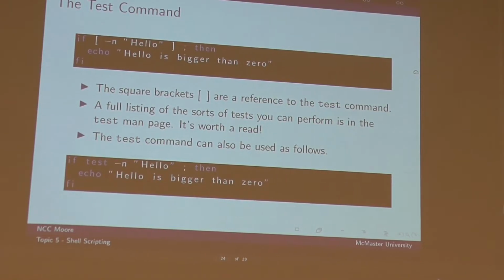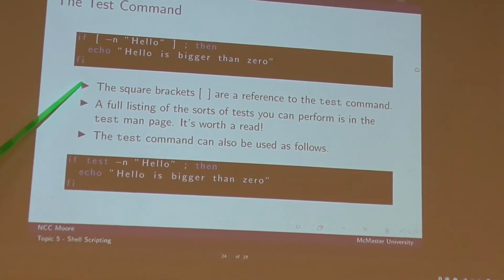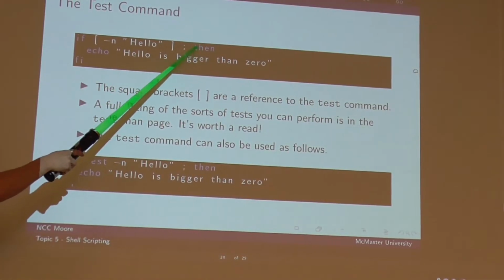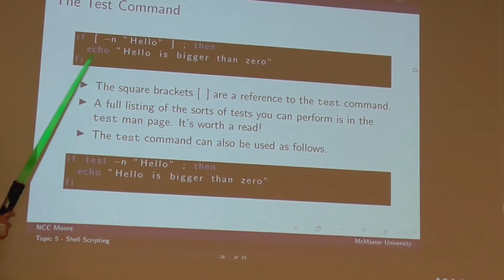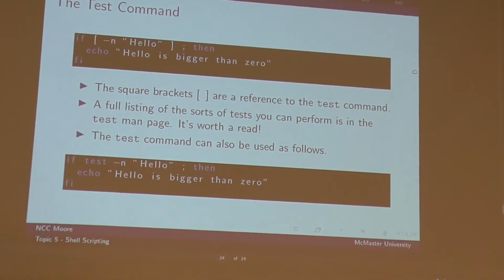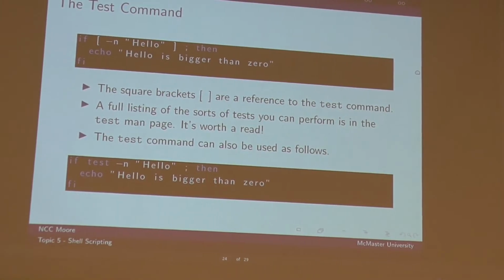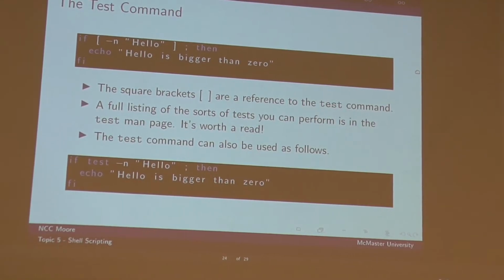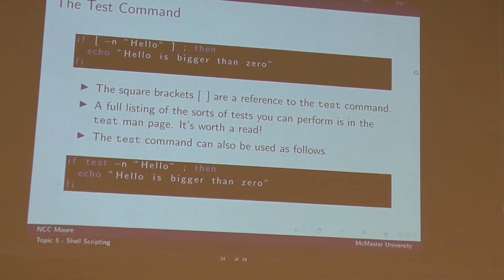If you guys have any questions, please. Yes? What is FI? FI ends an if statement. So in the same way that in C, you would have a curly brace here and an end curly brace there, in bash scripting you have then and fi. Any other questions? None whatsoever? Everyone's going to get perfect on the exam then? No.